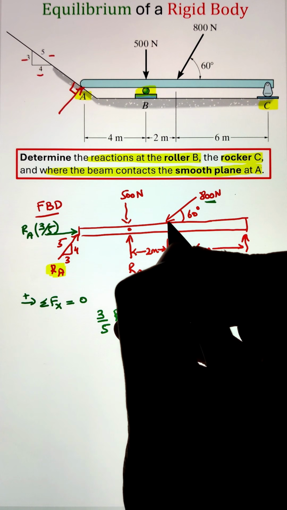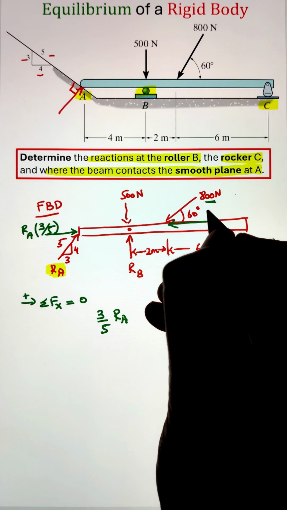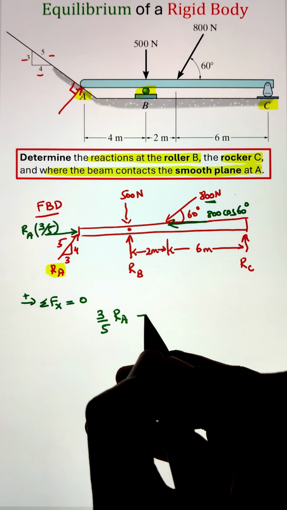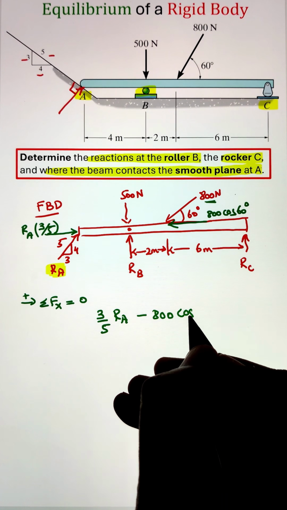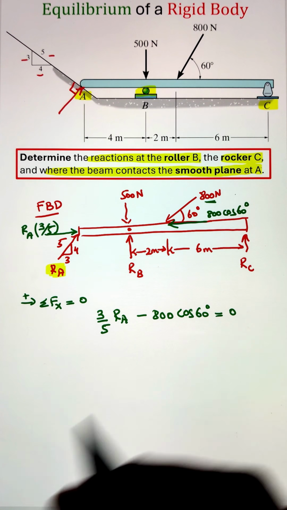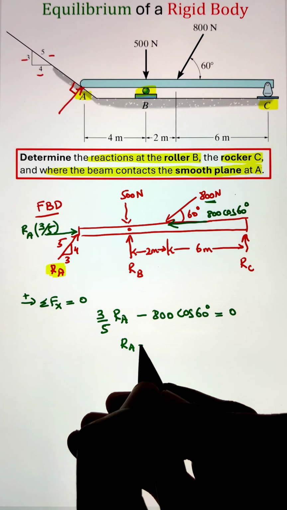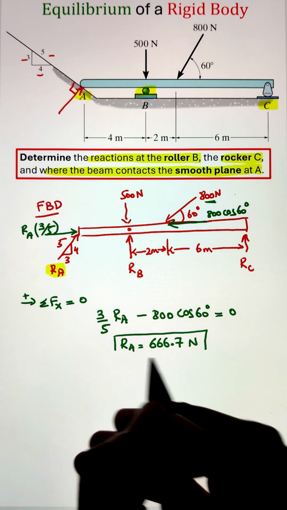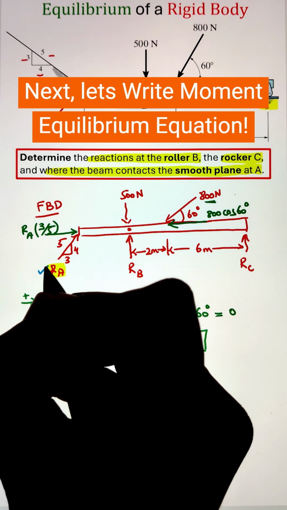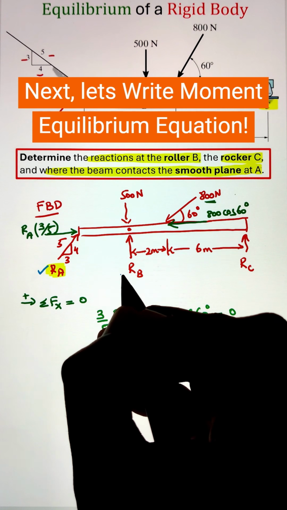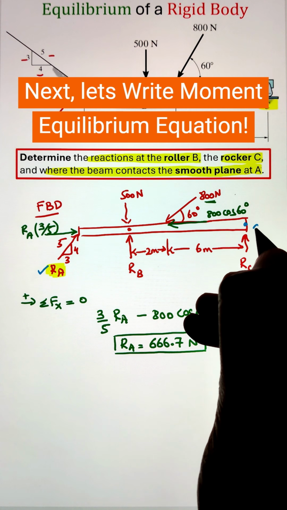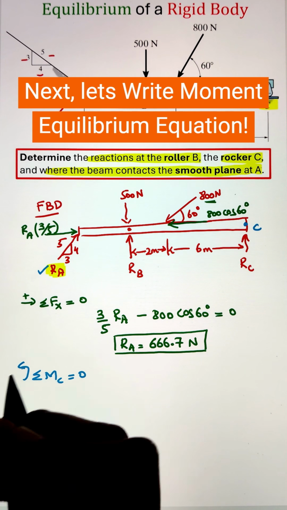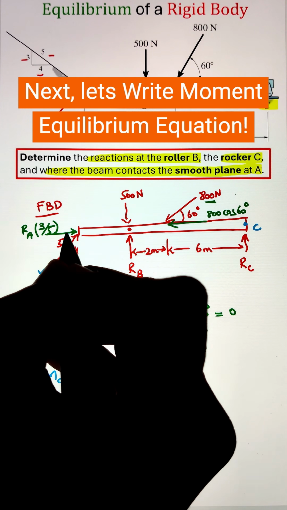So to start, we can do summation of forces along the horizontal x direction equals to 0. In this case, support reaction RA has an x component that we can calculate by multiplying it with a ratio of 3 over 5. Next, I have an x component of the 800 Newton force that is making an angle of 60-degree with the horizontal x-axis. So taking the cos 60 function will give us the x component. Simplifying, we get our value of RA as 666.7 Newton.